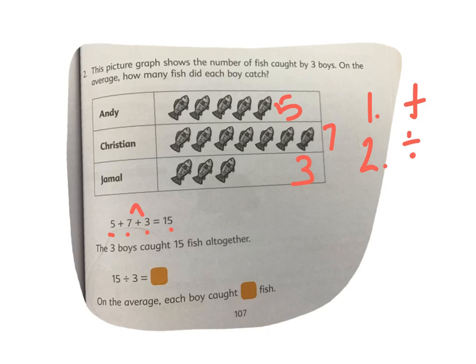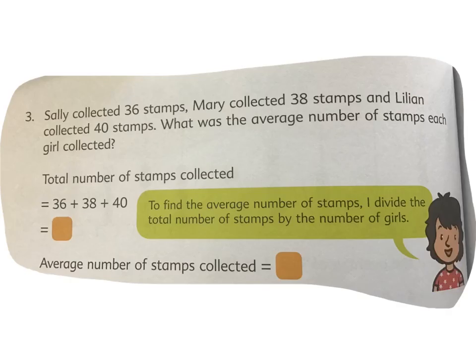So now we have to divide by the amount of kids. 15 divided by 3, and that equals 5. So on average, each boy caught 5 fish. Now every kid didn't catch 5. Only Andy caught 5. But on average, evenly, dividing them evenly, they all caught 5. Let's look at another one.